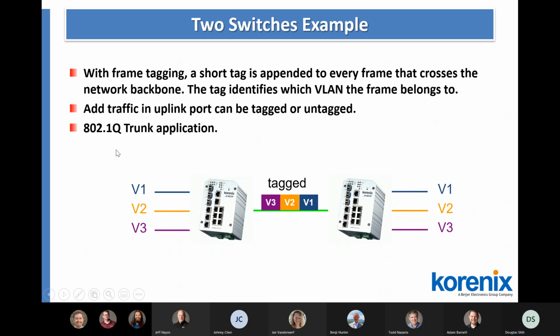And for this part, we use the 802.1Q trunk application. In this example, if we send a packet with V1 through the port between the two switches, the V1 packet will include the VLAN tag V1 to send to the other switch, and it will be sent out from the defined port which joins the V1 members.